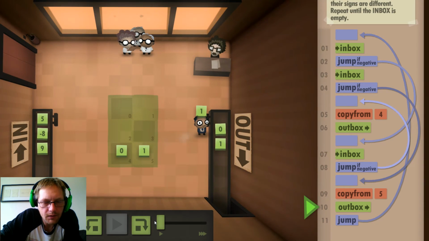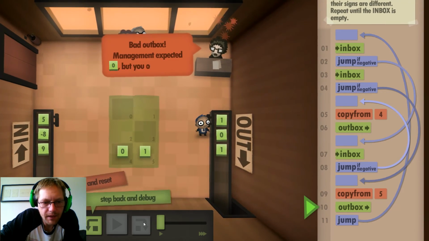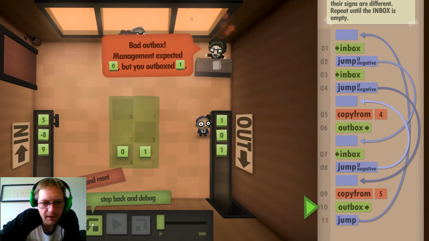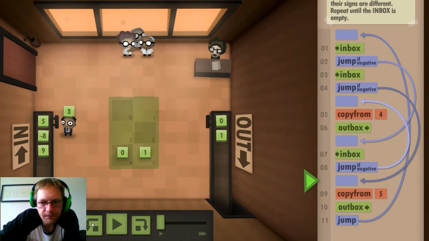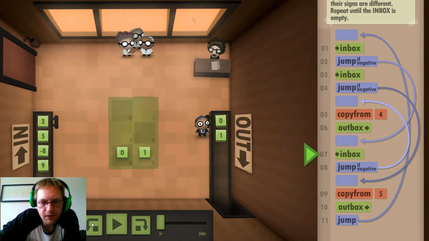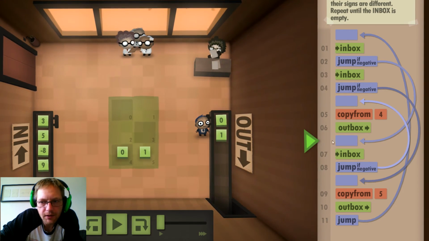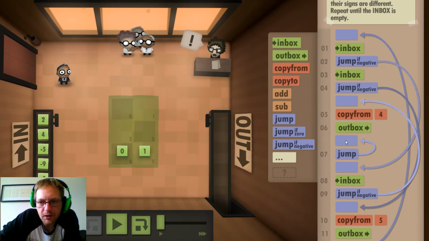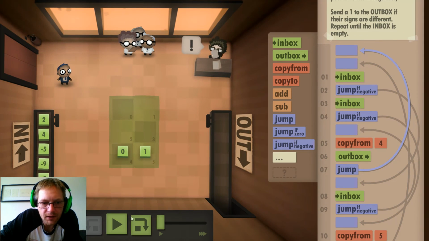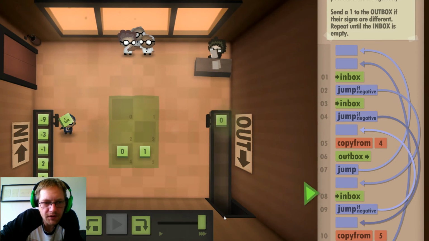And what? That was a bad one. Let's go back and see why that failed. Step back and debug. Where did it not reset? So it delivered that out. Oh, we don't have a jump here. We don't have a jump here. That's where we failed, really. So of course here after the outbox we need to restart. That was it. So that should be all good and dandy.